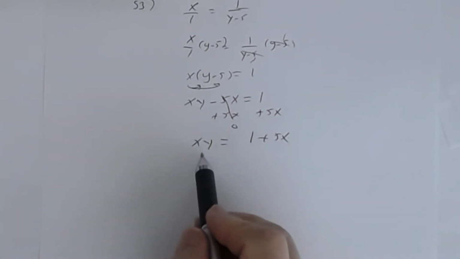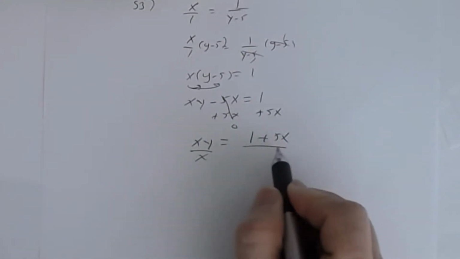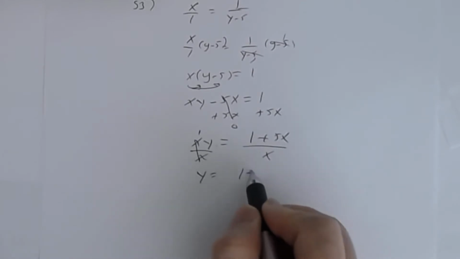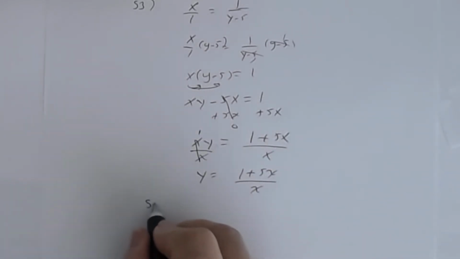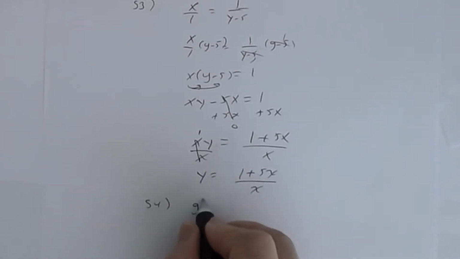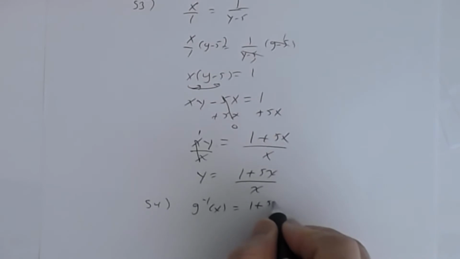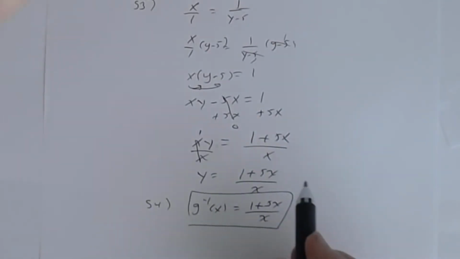And then finally, to get y by itself, right now you're multiplying by x. The opposite is divide by x. So these x's divide out, so you get y equals 1 plus 5x divided by x, and there's your answer. So step 4, you're going to say g inverse of x is 1 plus 5x divided by x.